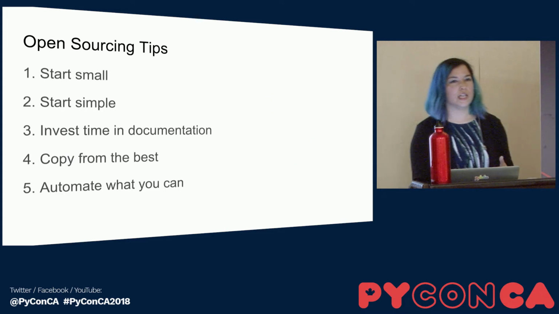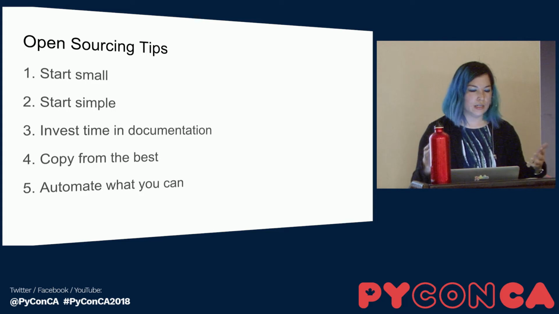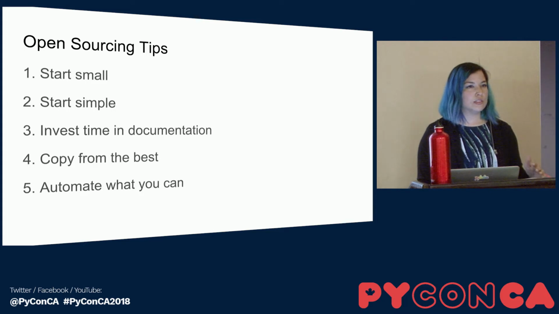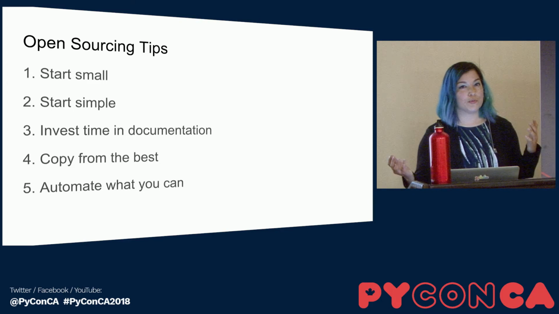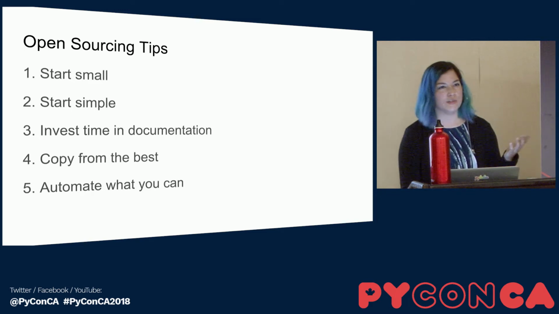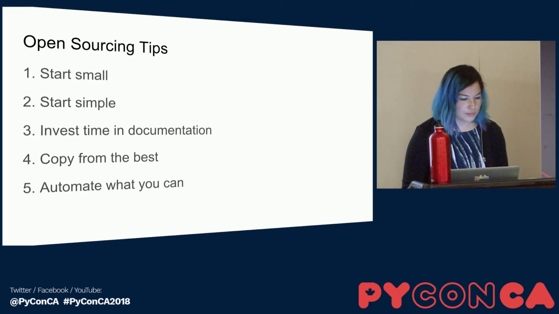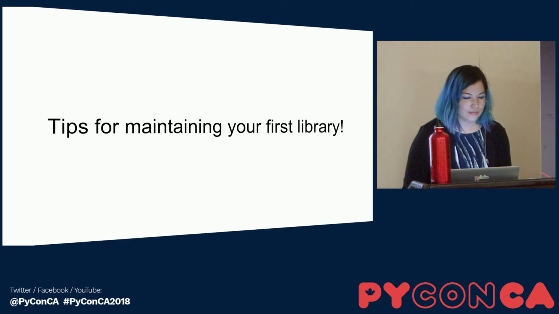All right, so just to recap the open sourcing tips, start small, get something out there, and then increment on top of that. Start simple. You can add all of the complicated stuff later. Invest time in your documentation. It will help you a lot when you're actually maintaining your library. Copy from other people, it's open source, so you can, and automate what you can, specifically linters and unit tests if possible. So now let's switch gears a little bit and talk about tips for once you've actually released your library and you're maintaining it.